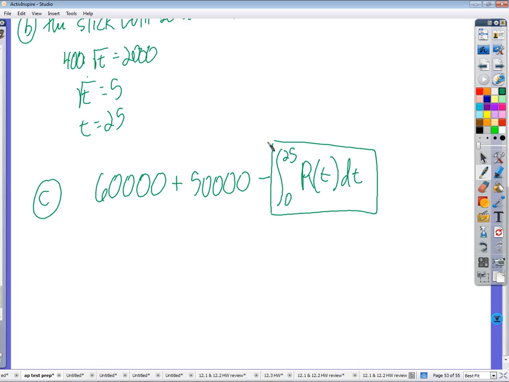Okay, so this part right here measures, well, what is this part? What does this function tell you? How much oil do you take out? Yeah, the rate at which the oil is being taken out. You can put in a time t, and at that moment it'll tell you exactly how fast this machine is working. So it's a rate of change function, in cubic centimeters per minute.